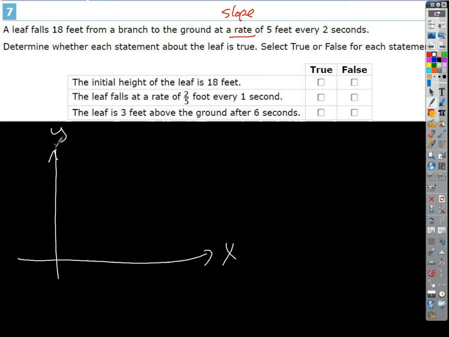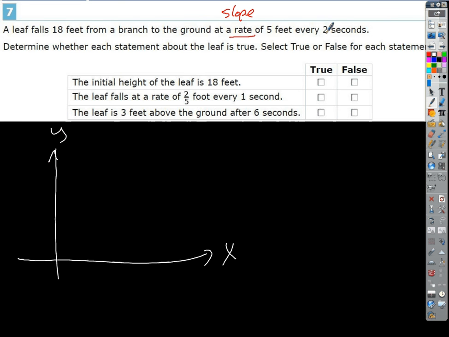So we're comparing, what would you say? It tells us 18 feet is what? How do you describe that? Height, sure, it's just the height above the ground of the leaf, right? And so that's one quantity, maybe height. And it's falling to the ground at a rate of 5 feet every 2 seconds.